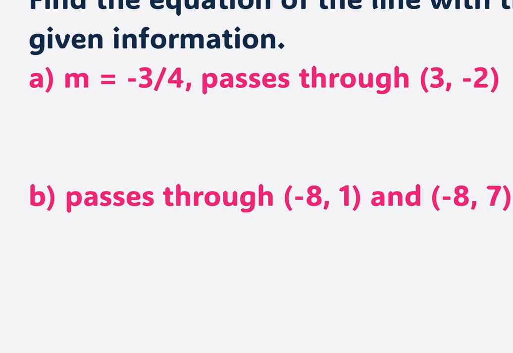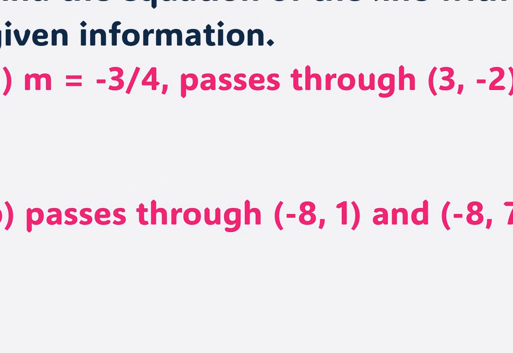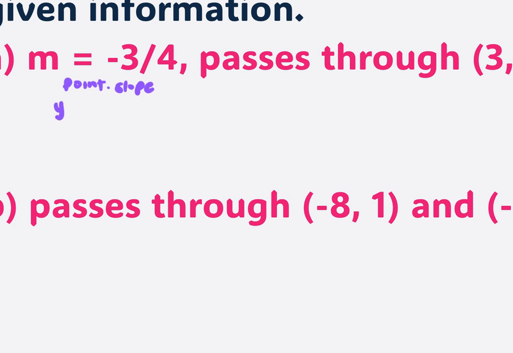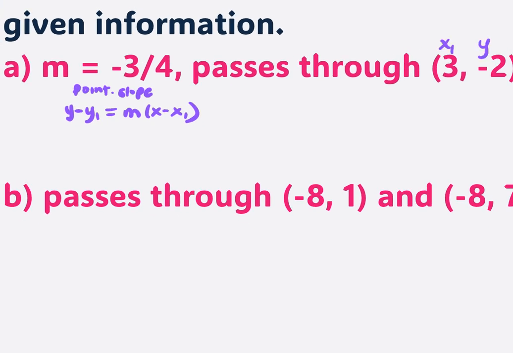So if I look at A, what kind of information did I give you? What does m represent? Slope. So I have the slope, and it passes through (3, -2), which means I have the slope and I have the point. I'm going to show you 2 different ways to do this the first time, and then you pick, okay? One way is to plug it into point slope. Me personally, if I'm given the point and the slope, I pick this method. You don't have to, but I pick this method, which is plug it into y minus y1 equals m times x minus x1. So this would be my x1 and my y1.